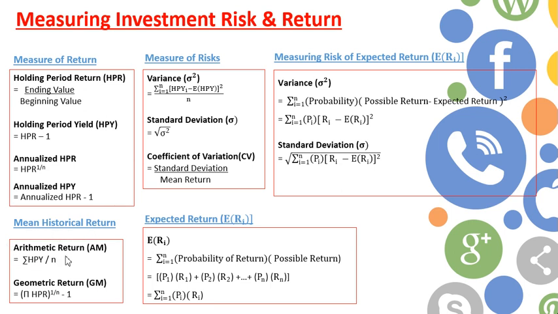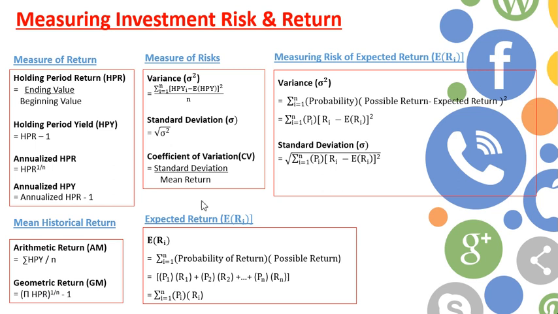Having looked at the measures of return, we will look at the mean historical return, and you may calculate arithmetic return and geometric return. Arithmetic return, or mean return, is calculated by taking the summation of the holding period yield divided by n, the number of holding years. Or you may calculate geometric return by taking the product of holding period return to the power of 1 over n, minus 1.